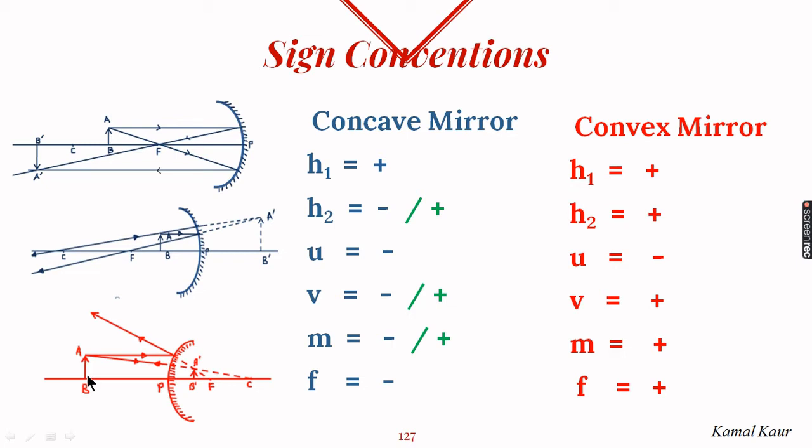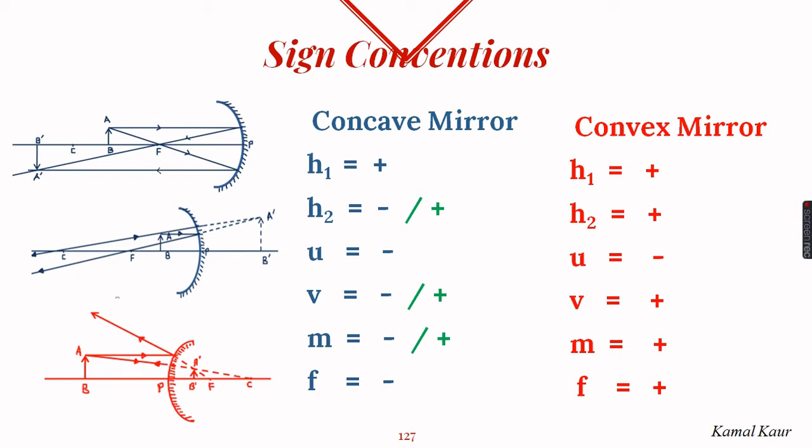H1 is above the principal axis, positive. H2 is also above the principal axis, positive. U is towards the left side of the mirror, so it will be negative. Here V is towards the right side of the pole, so it is positive. M is positive because it is a virtual and erect image, and F is also towards the right side, so it is also positive. So we can see that for convex mirror, except U, which is always negative, everything else is positive.